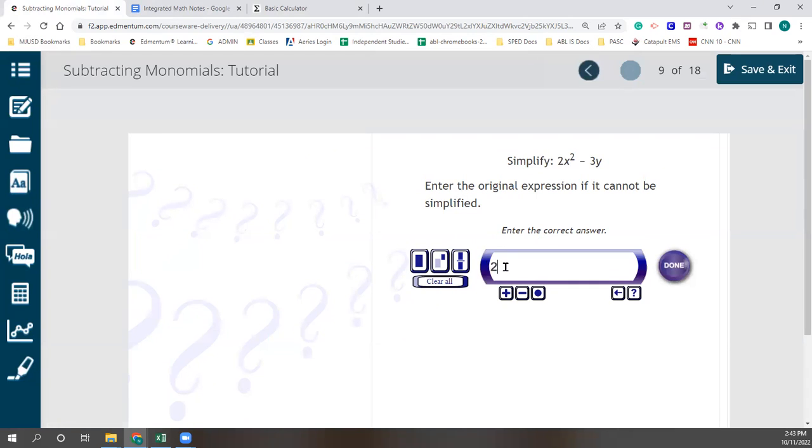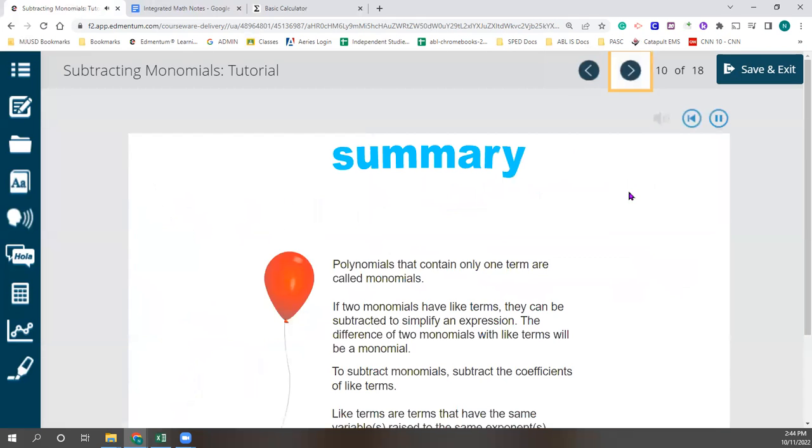So I do 2x exponent 2 minus 3y. Uh-oh, I didn't lower my exponent down, so I got to go back. Exponent 2, and then I'm pushing the down arrow on my keyboard to get it back down at the normal level. And then I'm going to put minus 3y. If you don't do those little tiny deals, the answer won't be correct. I'll show you on the next one.